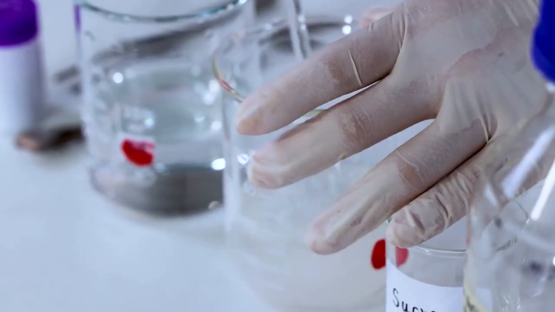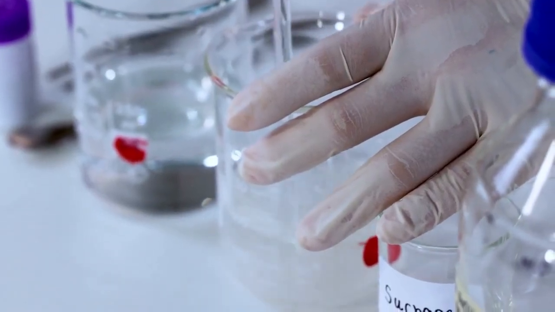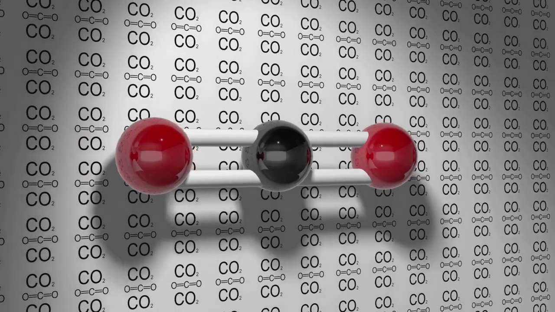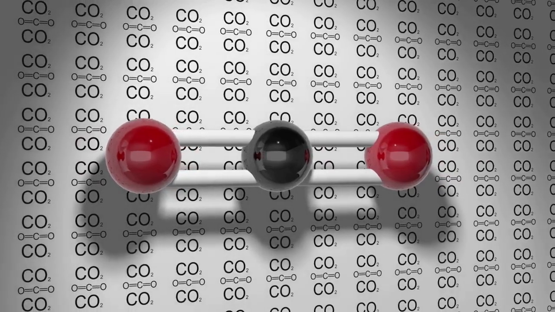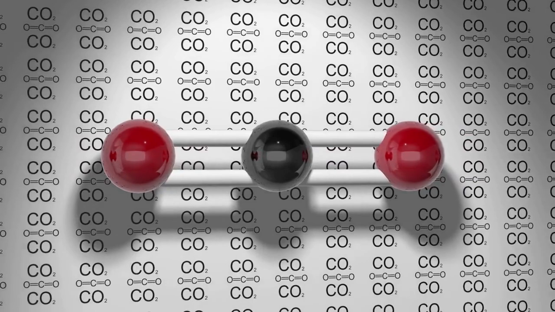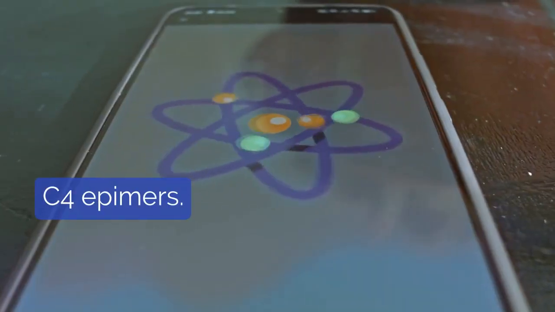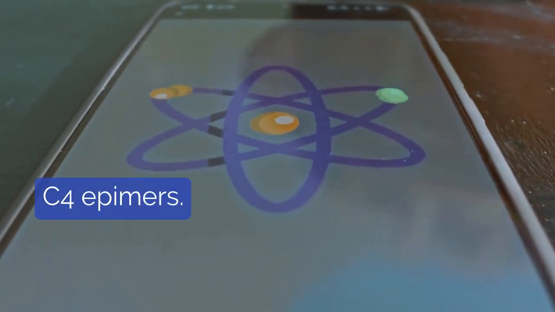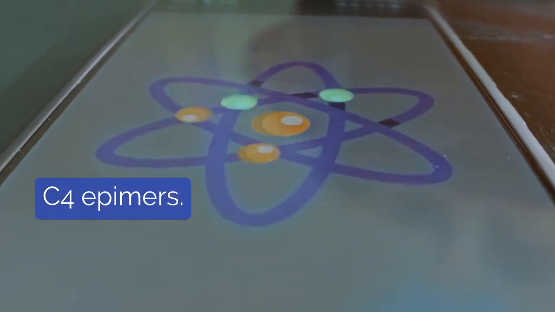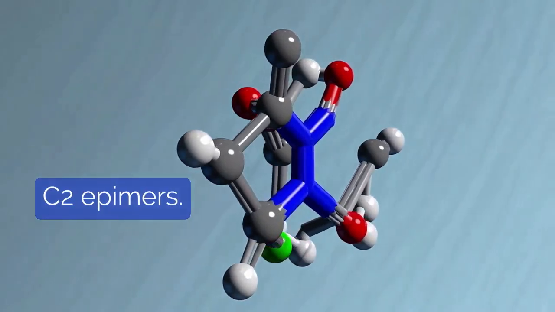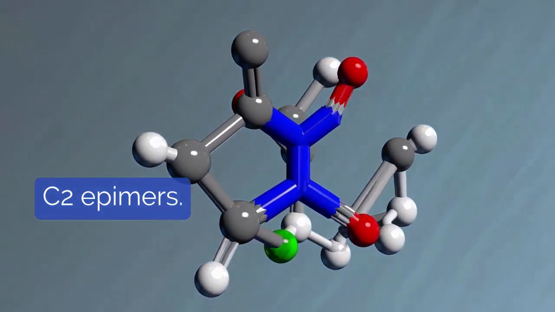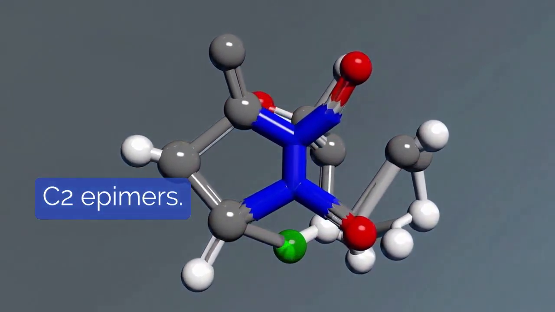A classic example comes from carbohydrate chemistry. Consider the sugars D-glucose and D-galactose. Both are 6-carbon sugars, and they look incredibly similar. However, if you look at carbon number 4, you'll see the hydroxyl group on D-glucose points one way, and on D-galactose, it points the other way. Every other chiral center is identical. This makes them C4 epimers. Similarly, D-glucose and D-mannose are C2 epimers because they only differ at carbon number 2.